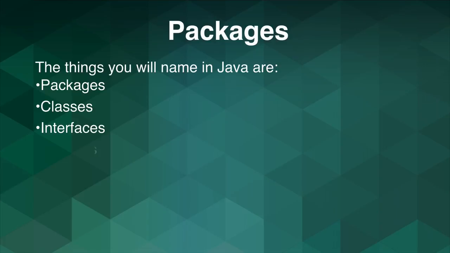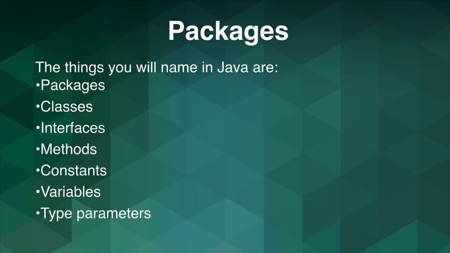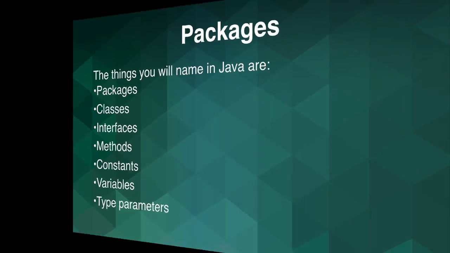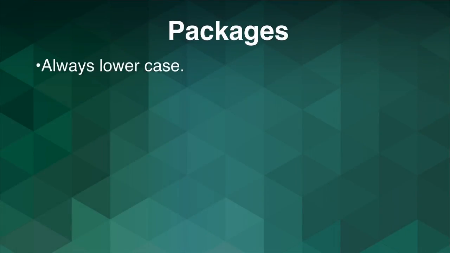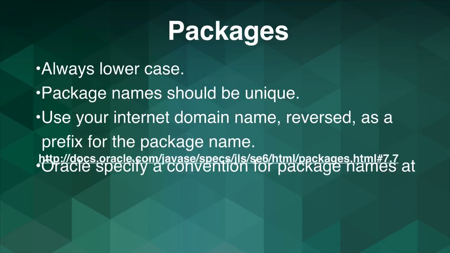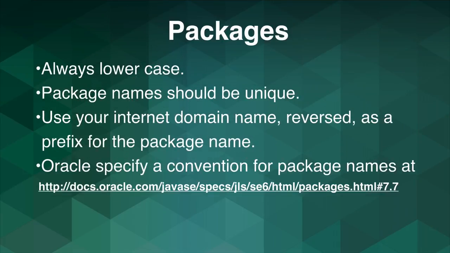So let's start off talking about packages. The things you actually get to name in Java are packages, classes, interfaces, methods, constants, variables, as well as type parameters. And pretty well all of those you've actually seen in the course so far. But let's actually start talking about packages first. And the format of the package is to always be in lowercase. Now the package name should be unique, and you need to use your internet domain name reversed as a prefix for the package name. And you've seen me using that in the course with com.timbuchalka.